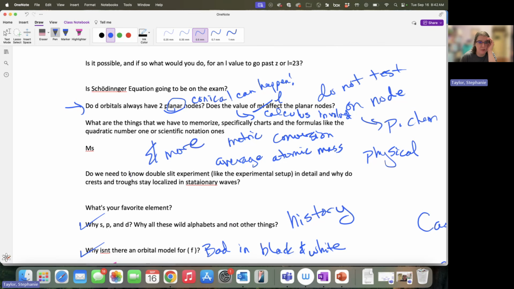Do we need to know the double slit experiment, like the experimental setup? No. Why do electrons localize in stationary waves? You should know what stationary waves are, because stationary waves are how electrons exist in atoms. You should be able to connect stationary waves to the Schrodinger model, because that is important: electrons have wave properties, electrons are waves, and the reason you don't get constructive and destructive interference inside of atoms is that the electron wave is a stationary wave.